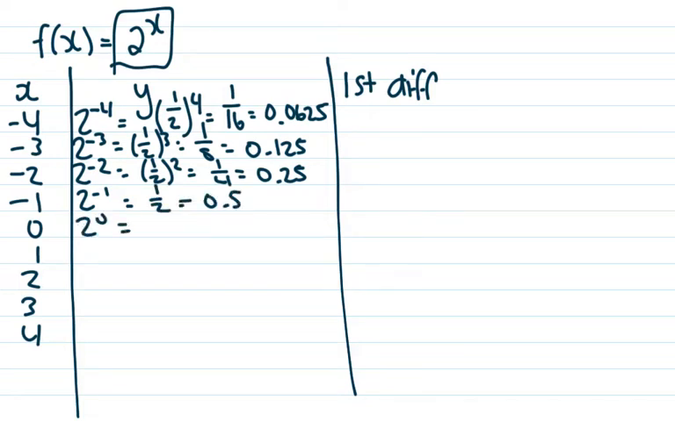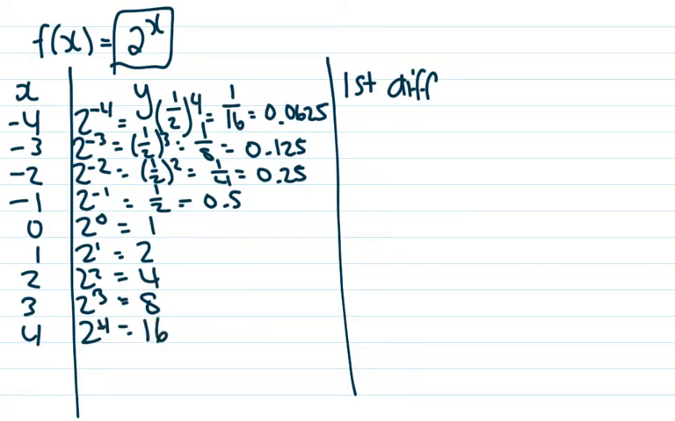2 to the power of 0, anything to the power of 0 is 1. 2 to the power of 1 is 2. 2 to the power of 2 is 4, 2 to the power of 3 is 8, and 2 to the power of 4 is 16.